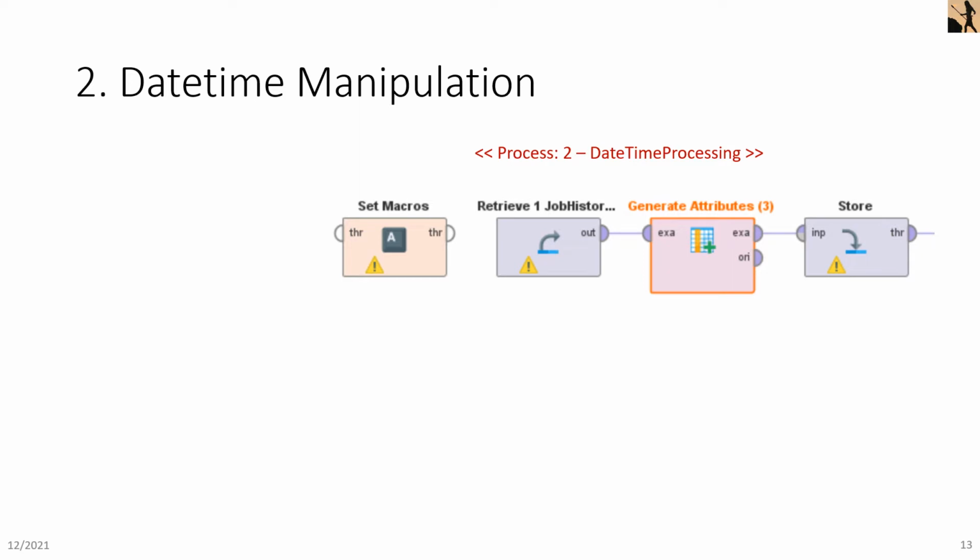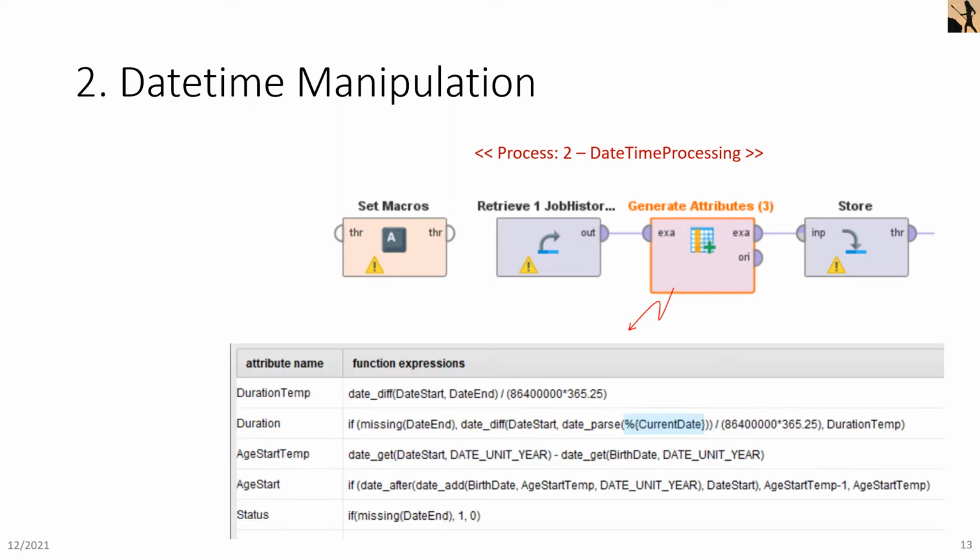Now we can manipulate some datetime attributes, right? Here we make it a little more involved, so that it will be a bit more interesting. We are looking for 3 additional attributes. The first one will be the duration, and the second one will be the age when a particular job started. And the third one is the status, indicating whether that job is a current job or a past job, right?